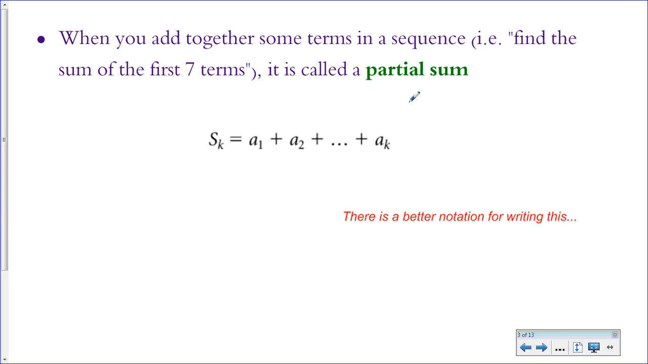When you add together some terms in a sequence, it's called a partial sum. Partial because you're not adding together every term in the sequence, especially if it's infinite, but you're often asked to find the sum of the first 7 terms, for example, so that would be called a partial sum.